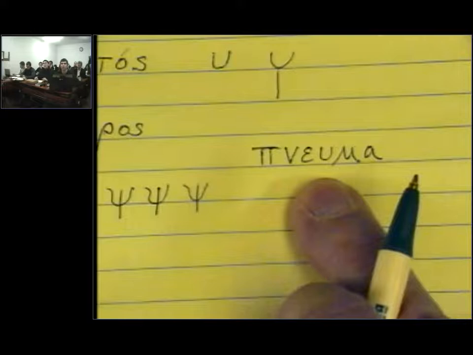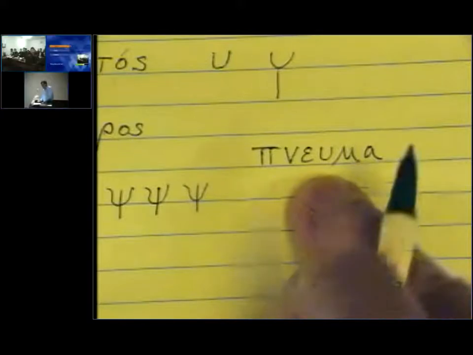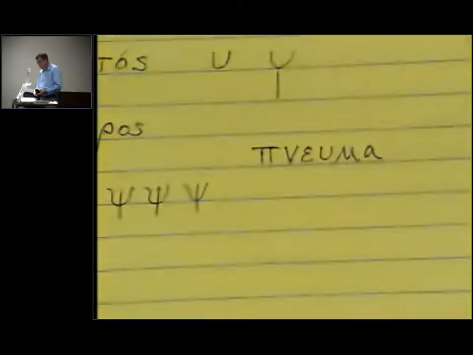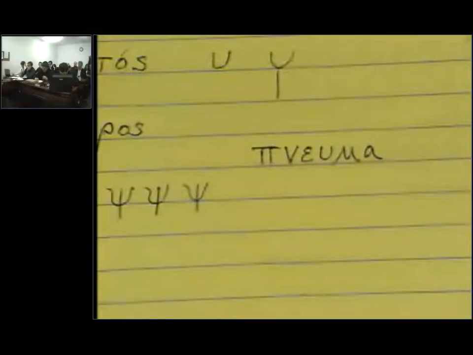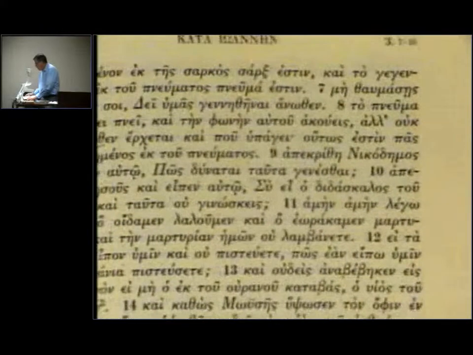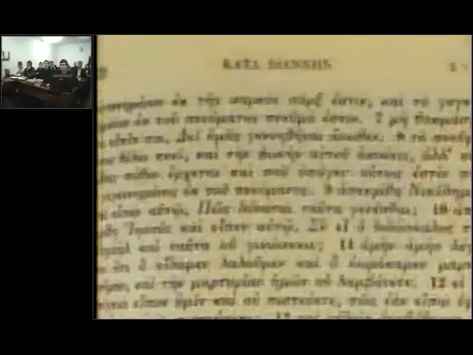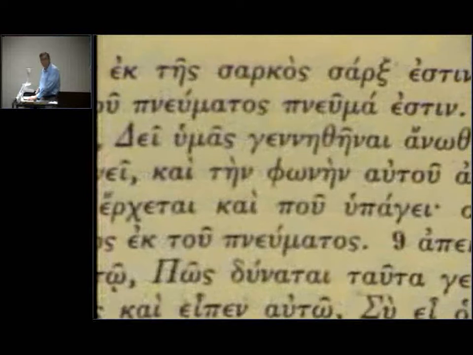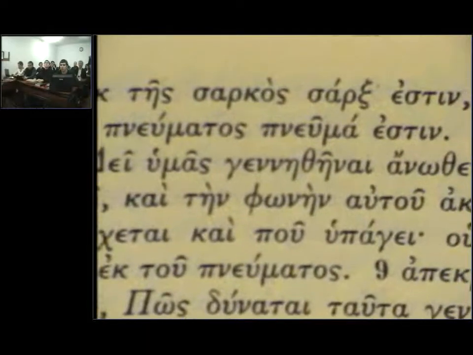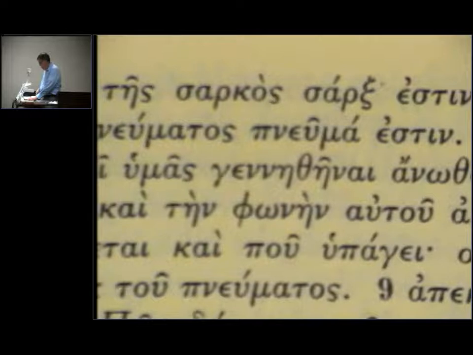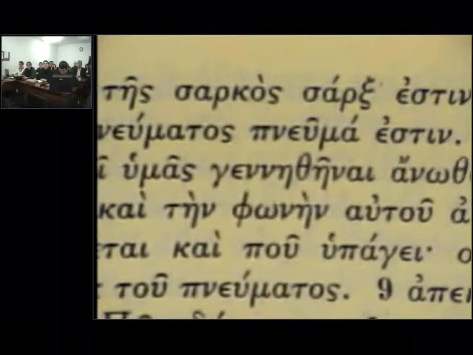Pneuma. All right? Now, in John chapter 3, we'll look in the Greek New Testament here, and we're going to look at verse 6. I'll go in a little closer so you can see it. We'll pronounce some letters here and learn some words.